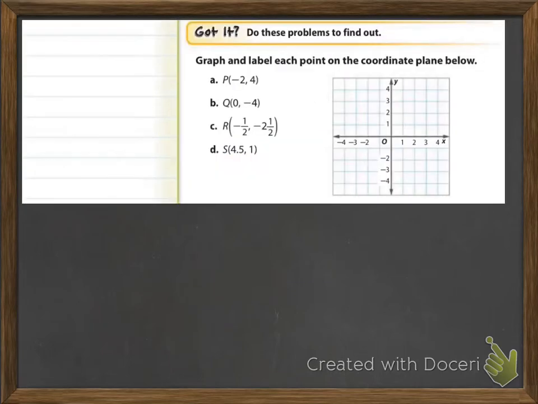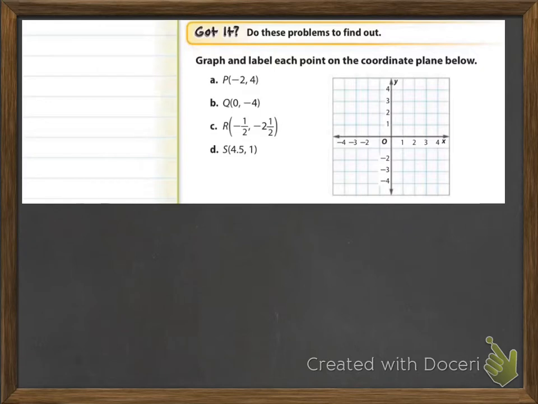Now they want you to go ahead and do it on your own. So you want to pause the video now so that you can do this on your own. It says to graph and label each point on the coordinate plane below. All right, welcome back. The first thing you want to do is graph P, which is going to be -2, 4.